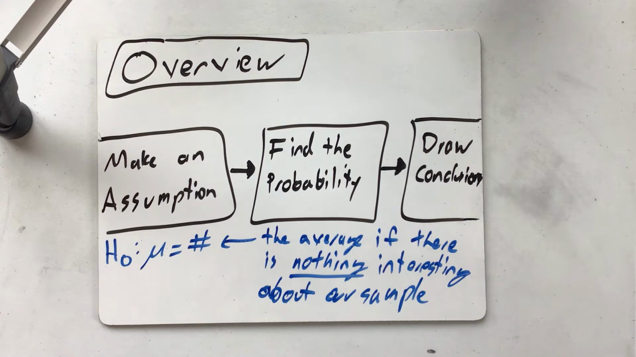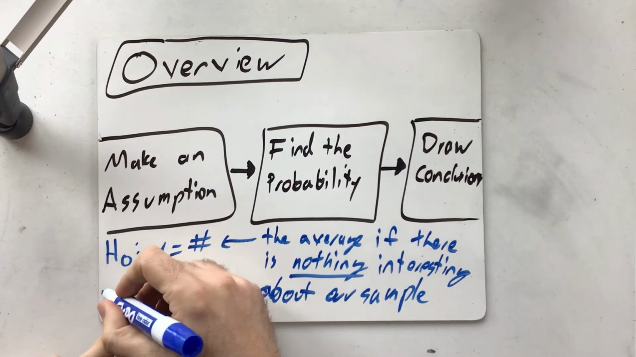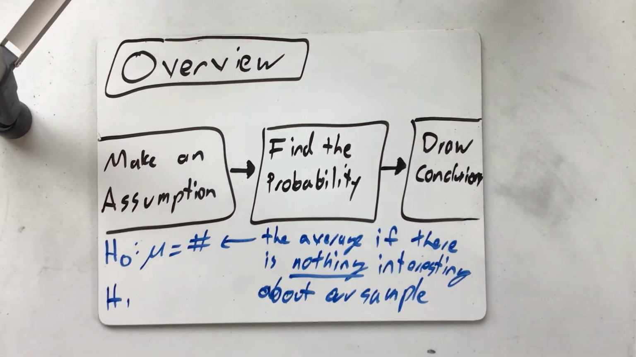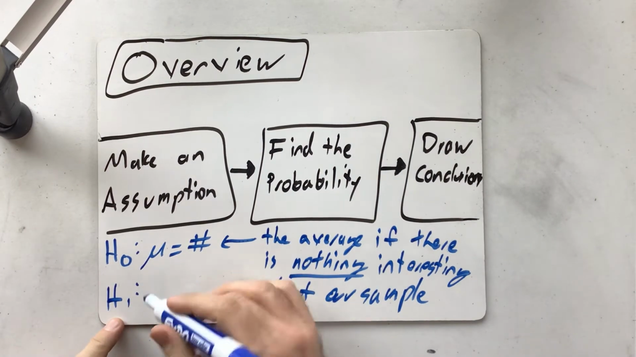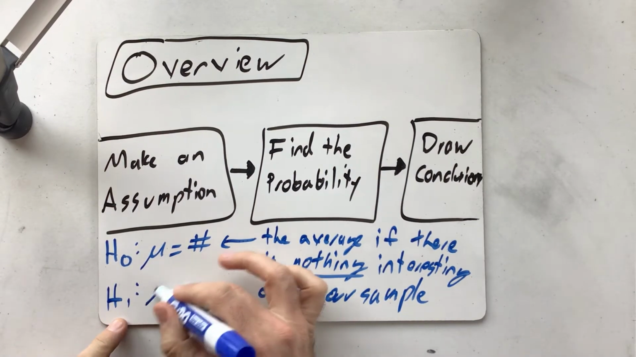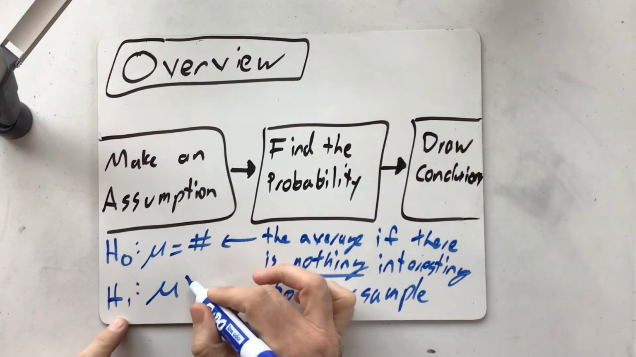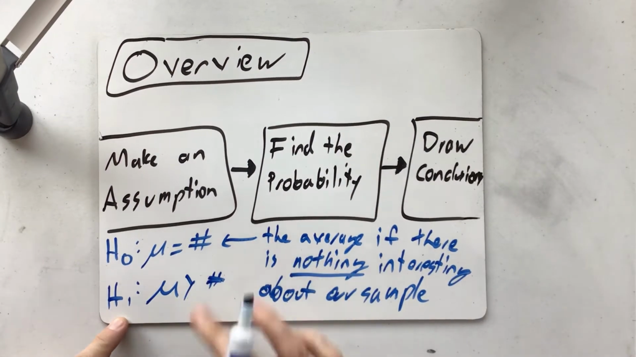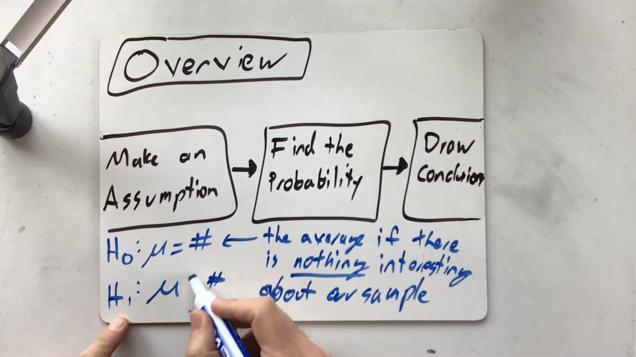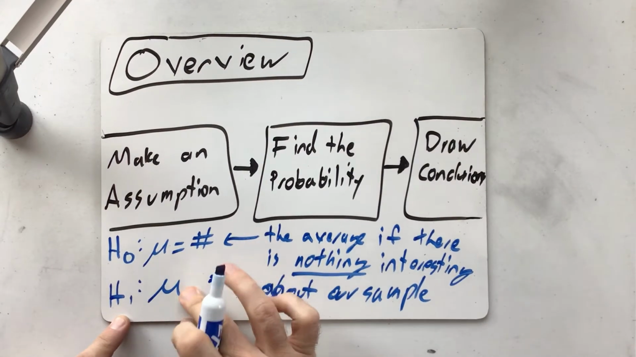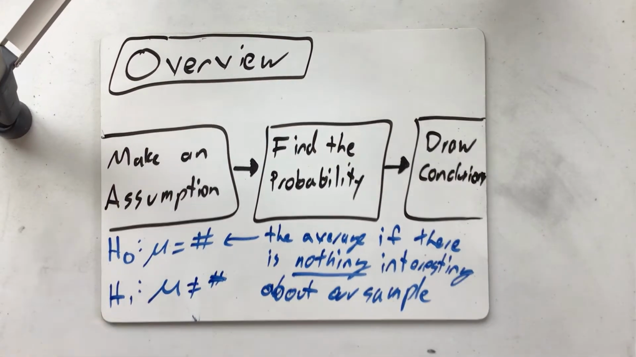And then we compare that to our alternative hypothesis, which we'll call H1. Our alternative hypothesis will be written in one of three ways: either mu is greater than that number, or mu is less than that number, or mu is not equal to that number.